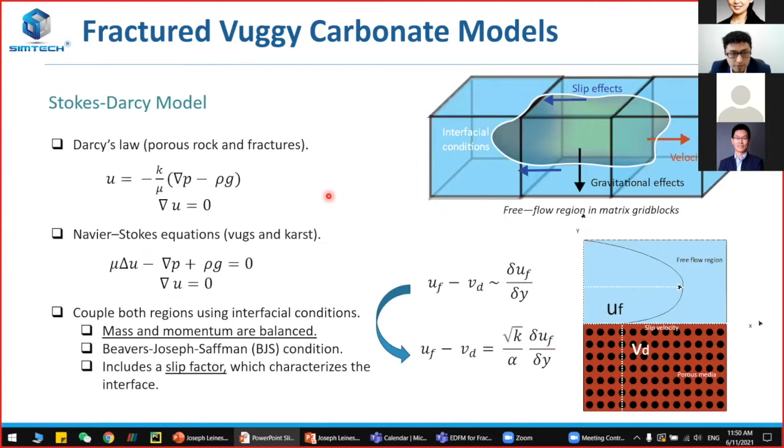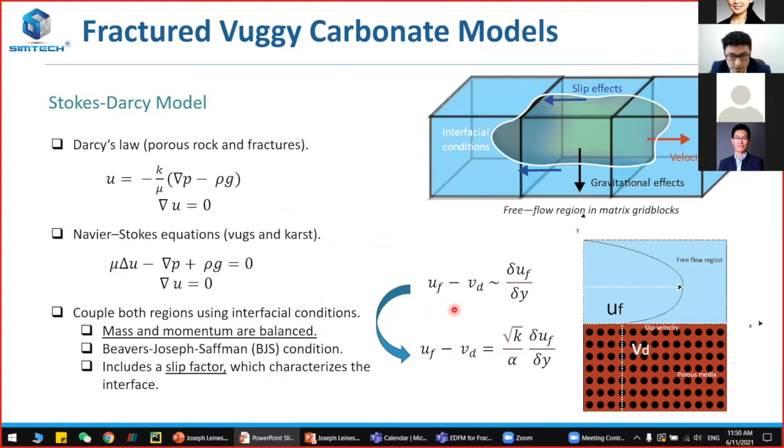So here we have the interplay between Darcy's law in the porous region and Navier-Stokes equations in the vugs and Karst. The important thing about this is to try to couple both of these sets of equations at the interface. And here, mass and momentum need to be balanced. One of the works from Beavers, Joseph, and Saffman was that they tried to come up with an equation that can couple both systems.